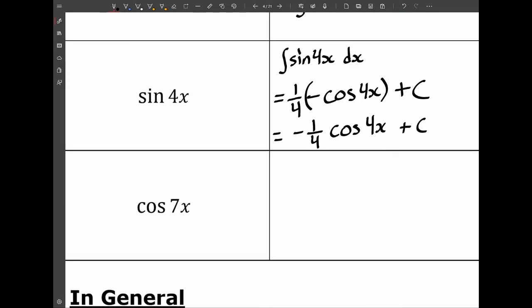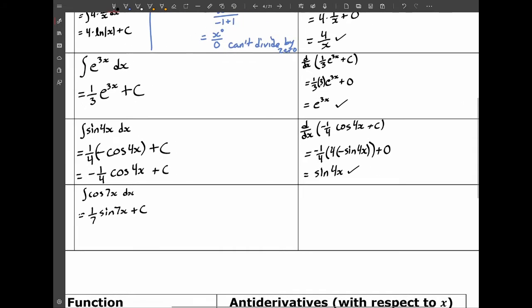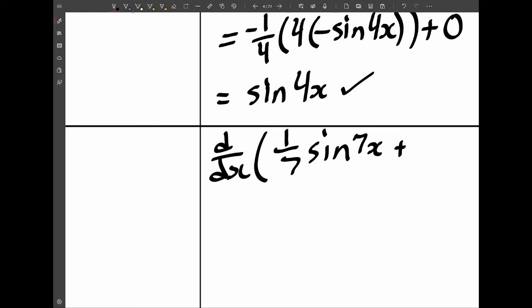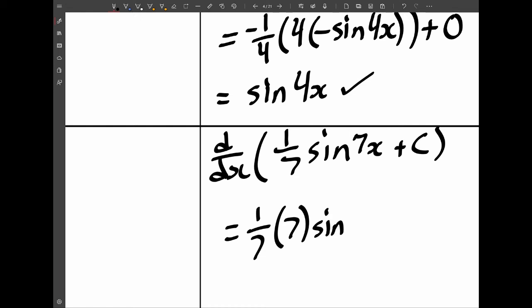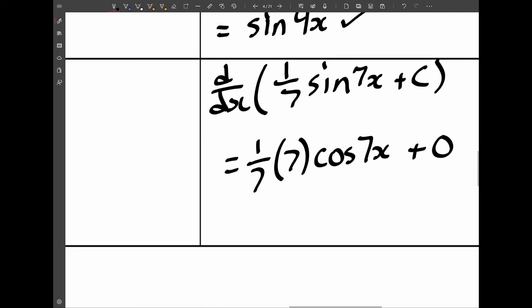Really similar with cos of 7x. The integral of cos 7x dx is just going to be the same idea, 1 over 7 sine of 7x plus c, for the exact same reason as the previous one. We can see that over here, d dx of 1 over 7 sine of 7x plus c is just going to be equal to 1 over 7 times 7 sine, not sine, the derivative of sine is cosine, there we go, plus 0, or just cosine 7x.